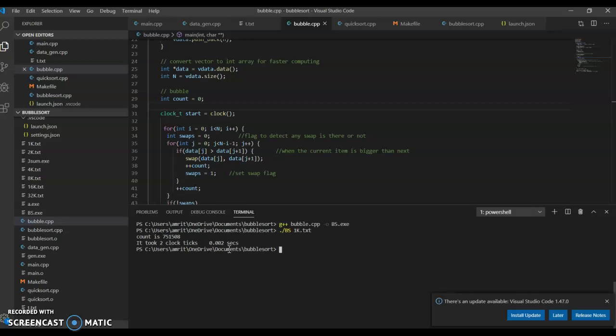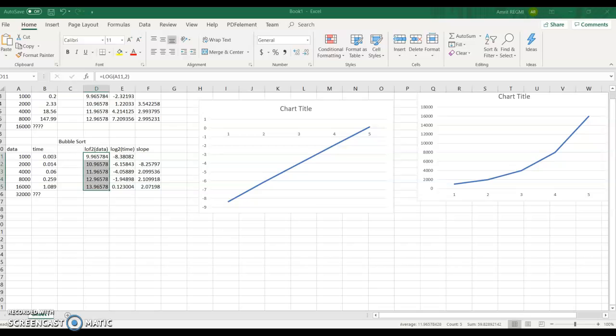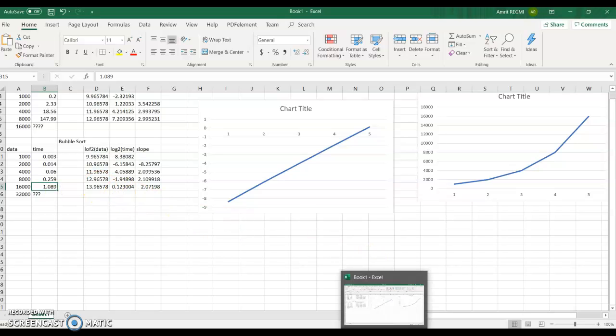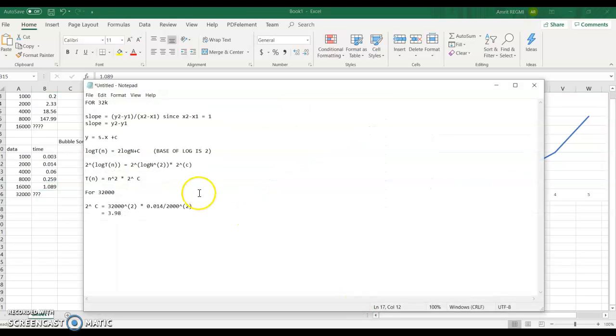Let me run 2k, bs2k.txt, and it took 0.014 seconds. Like this I did up to 16k, and I put the results in the Excel, like here. Then what I did, I calculated 2 to the power c, which I got 3.98.